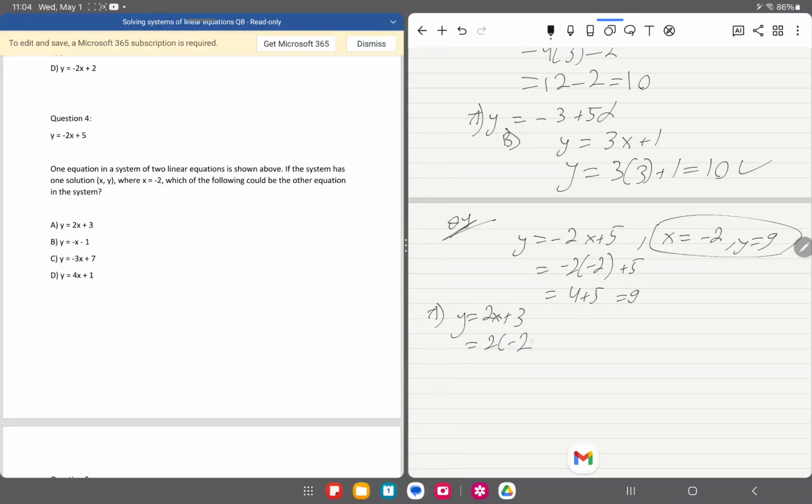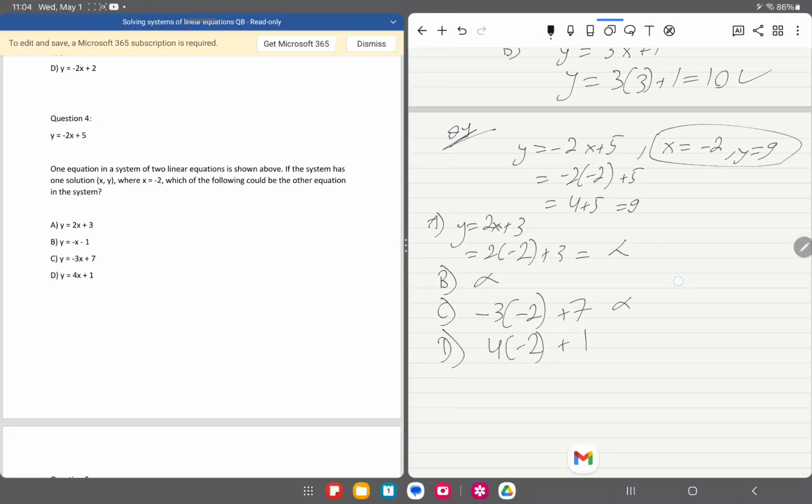2 into minus 2 plus 3, so no. Let me go to my B. B, definitely no. Let me go to my C. So minus 3 into minus 2 plus 7, no. Okay, 4 into minus 2 plus 1.